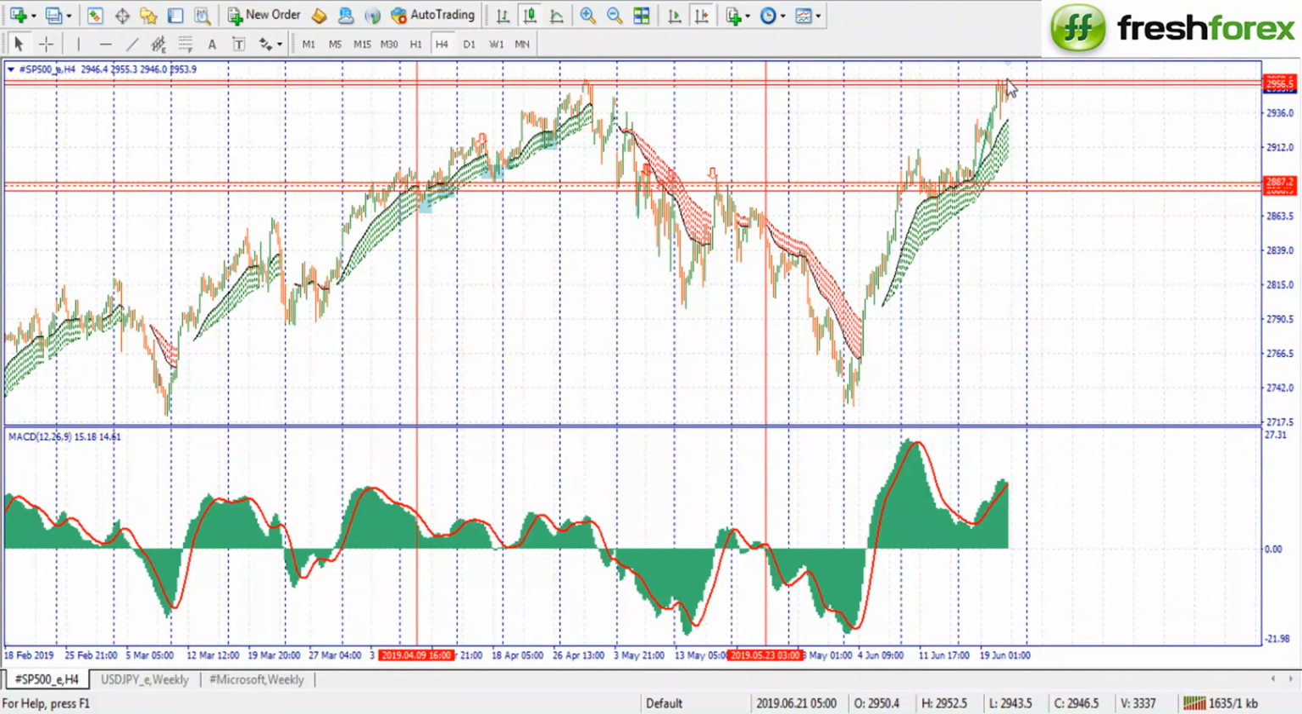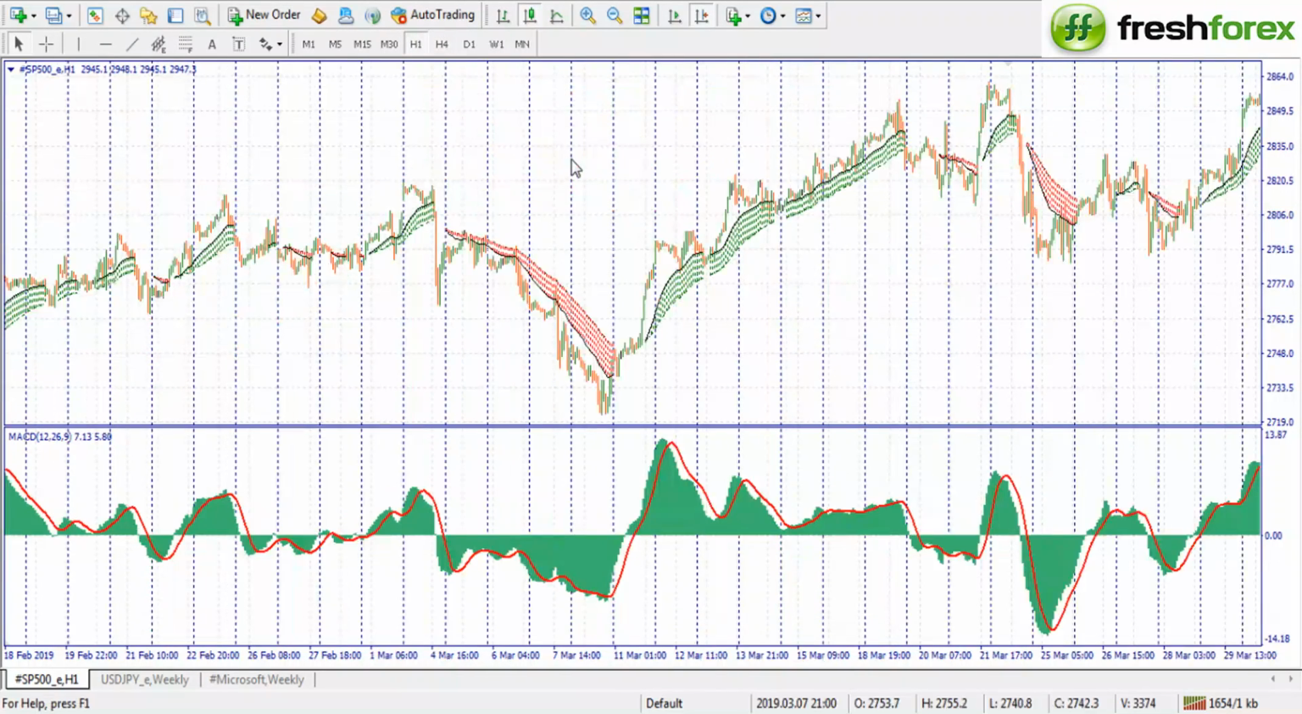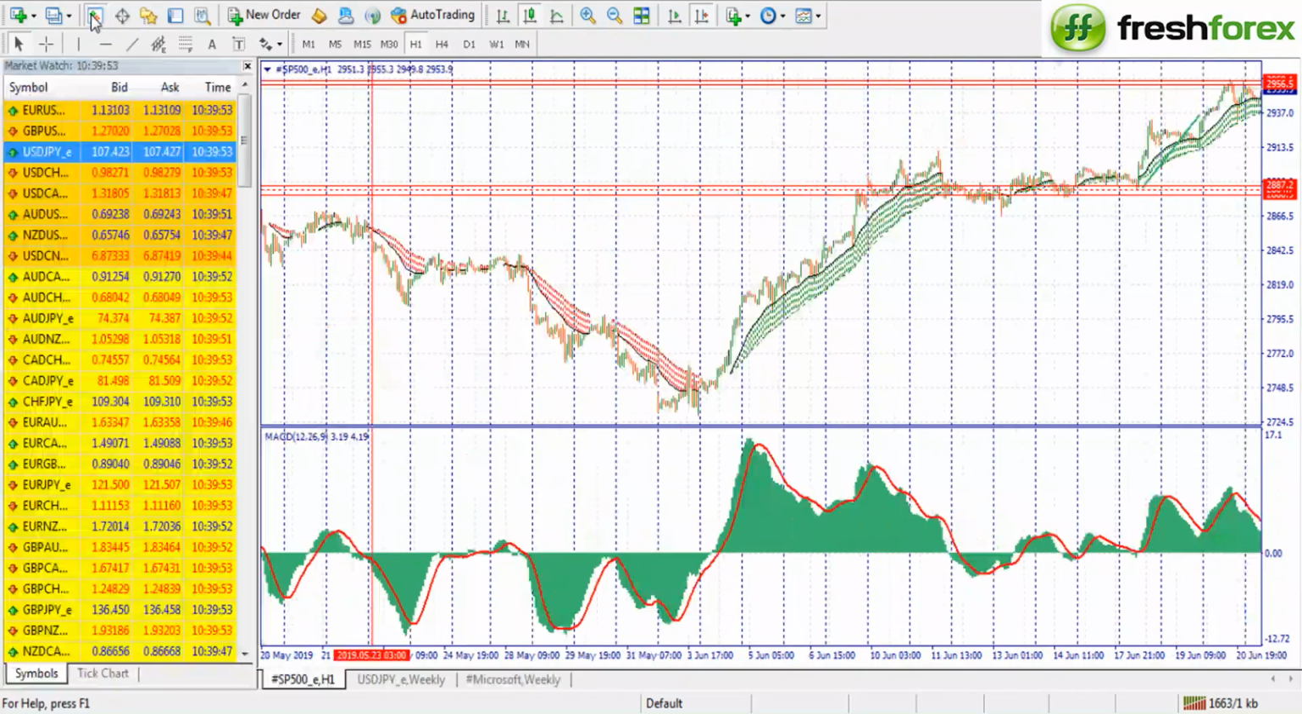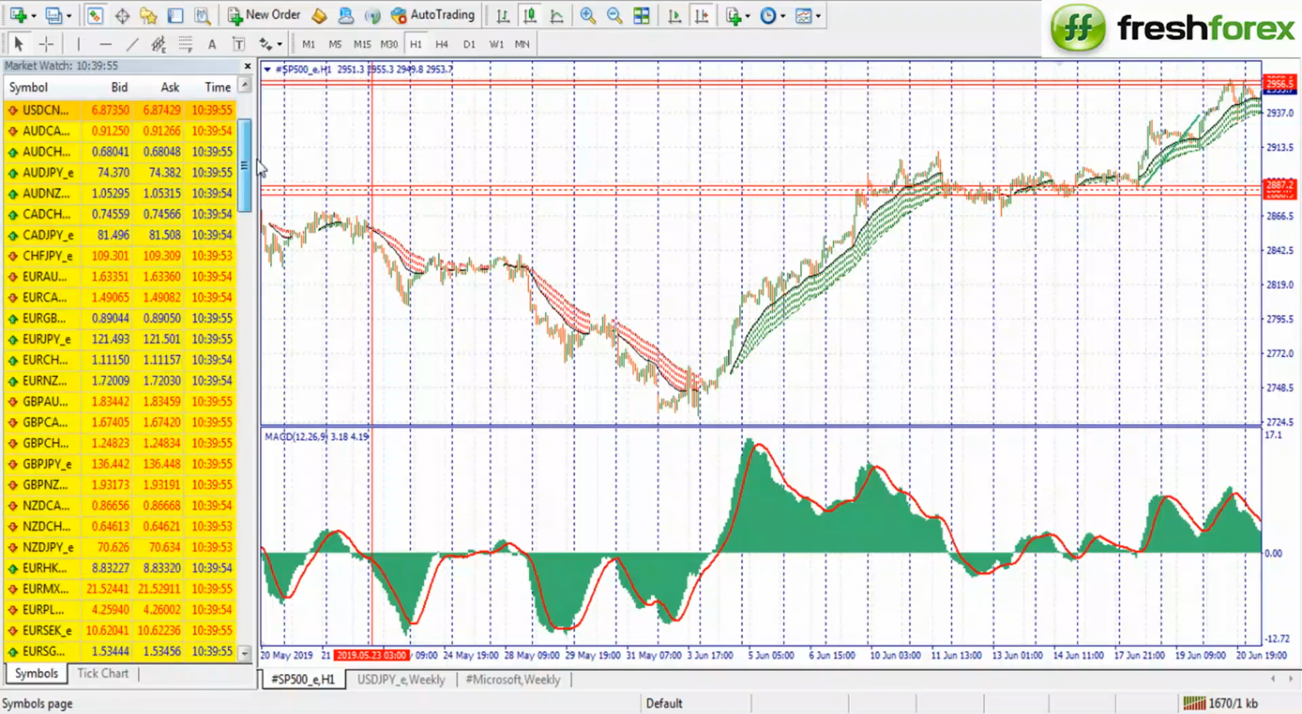As it is at the moment, we're still holding on to a seller's perspective temporarily. In case price breaks above, we expect price to continue even higher. 1 hour, still upwards, actively upwards. So I move forward to the next chart.